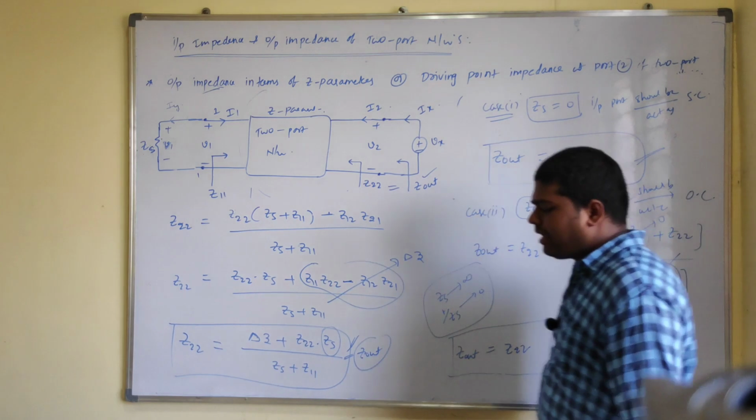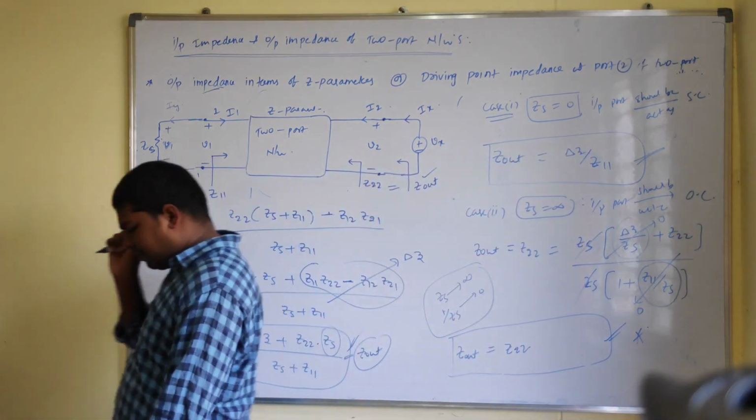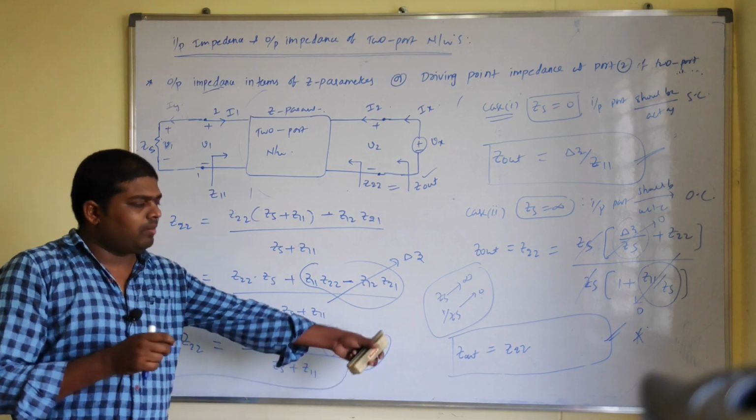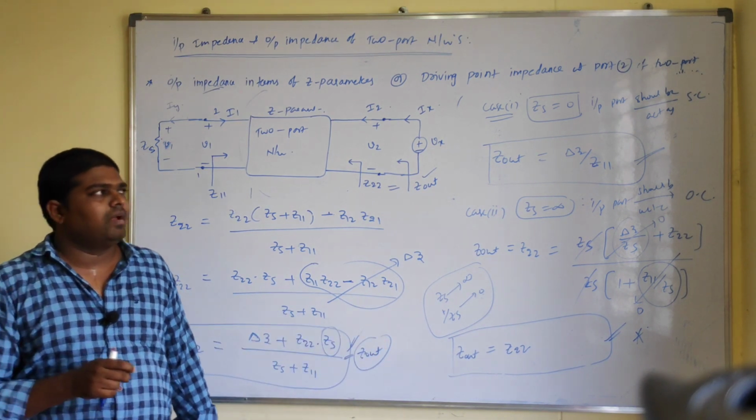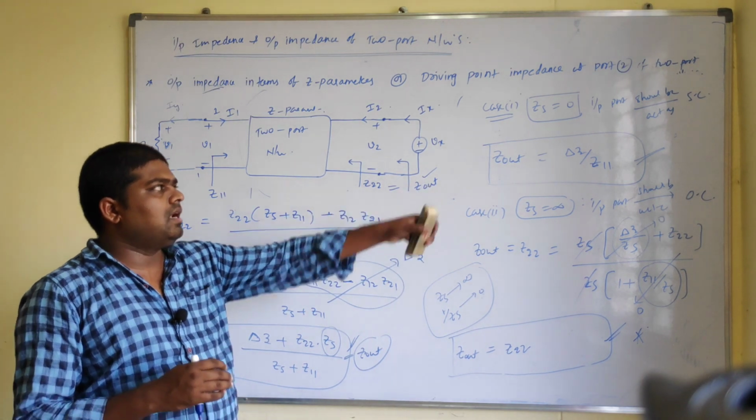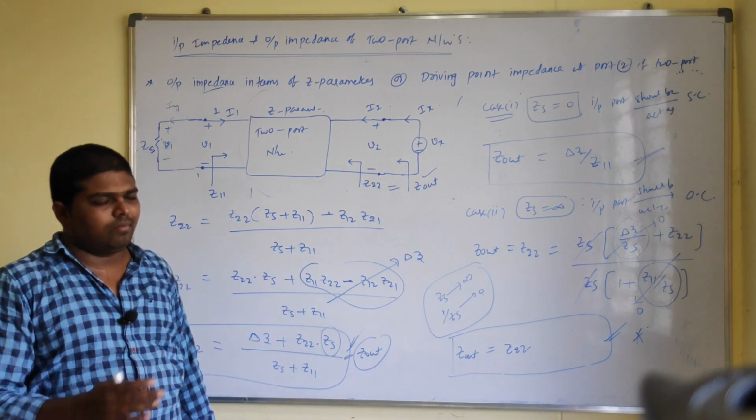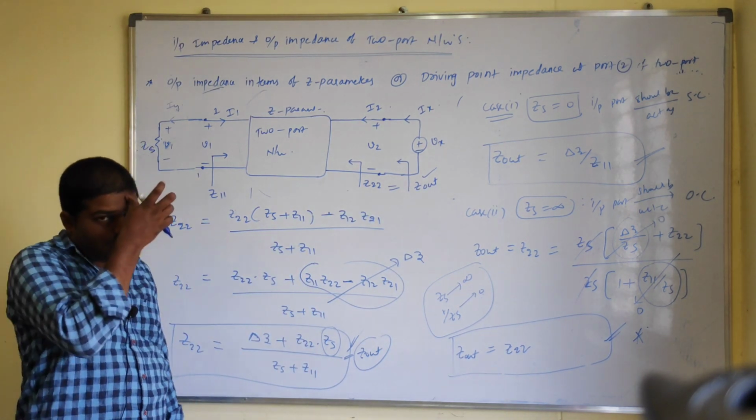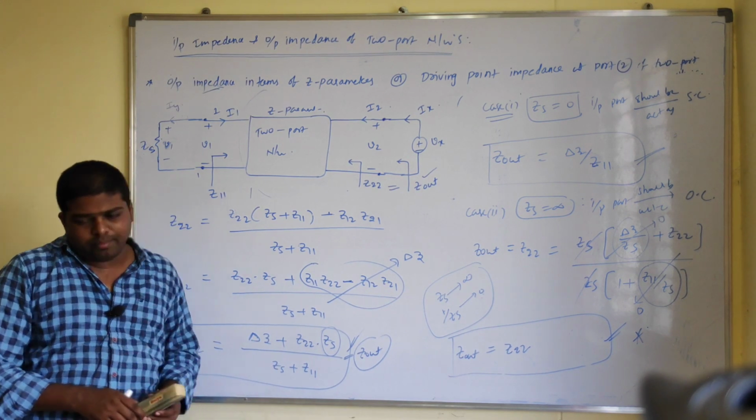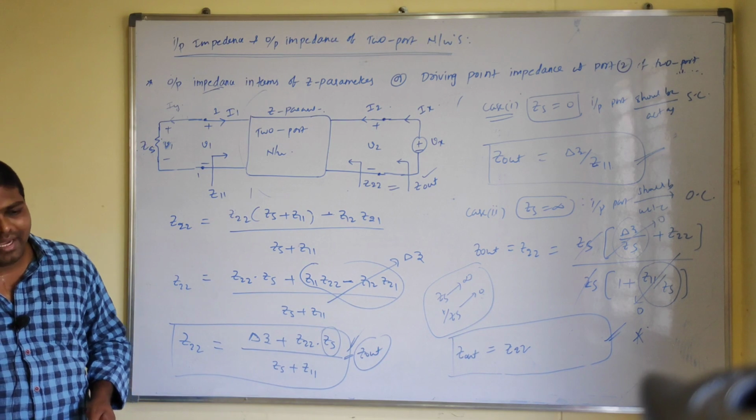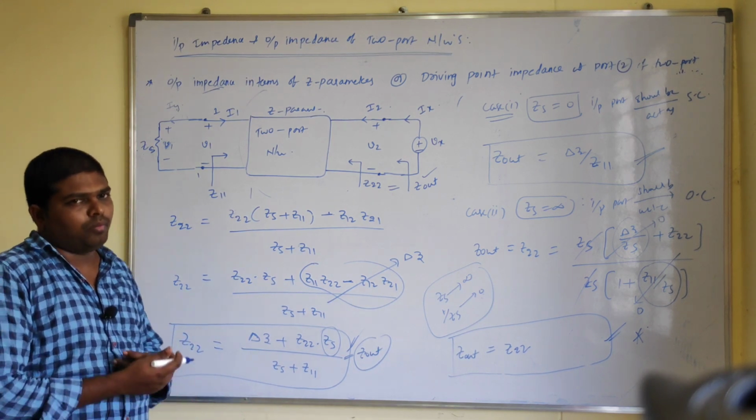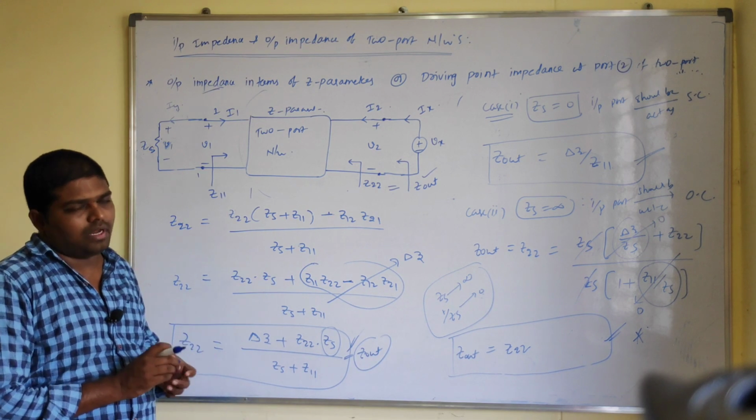While considering input as open circuit, you will get output impedance equal to Z22. While considering input as short circuit, we will get the output impedance delta Z by Z11, same as in the previous input impedance model. So this is your input impedance, output impedance, otherwise the driving point impedance at the input port as well as output port for a given two-port network configuration.